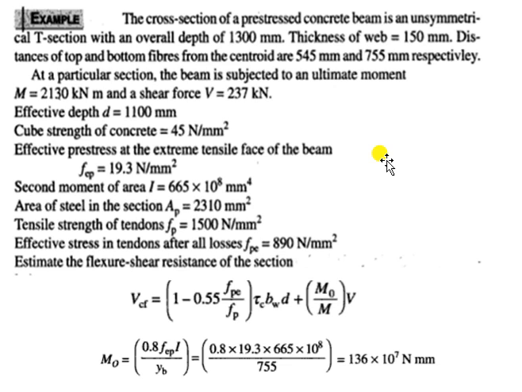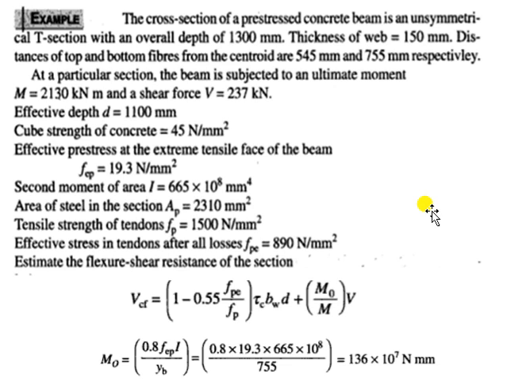Area of steel in section AP is 2310 millimeter square. Tensile strength of tendons, that is FP, is 1500 Newton per millimeter square. Effective stress in tendons after all losses, that is FPE, is equal to 890 Newton per millimeter square. Estimate the flexural shear resistance of the section.